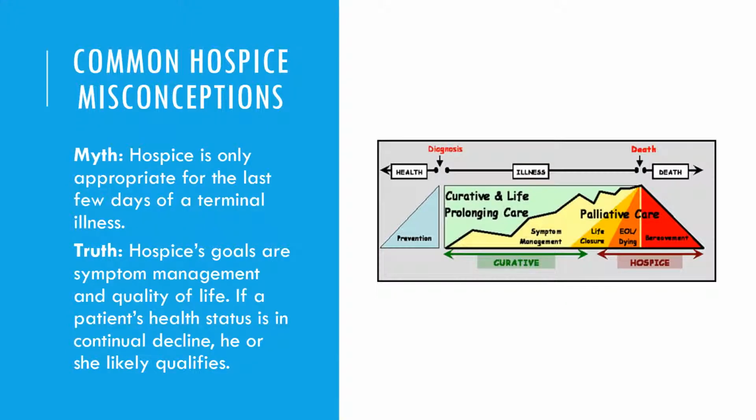First, we're going to talk about some common hospice misconceptions. The first myth is hospice is only appropriate for the last few days of a terminal illness. The truth is, hospice's goals are symptom management and quality of life. If a patient's health status is in continual decline, he or she likely qualifies. The chart on this slide is showing the timeline from diagnosis of illness to the progression of coming onto hospice service.